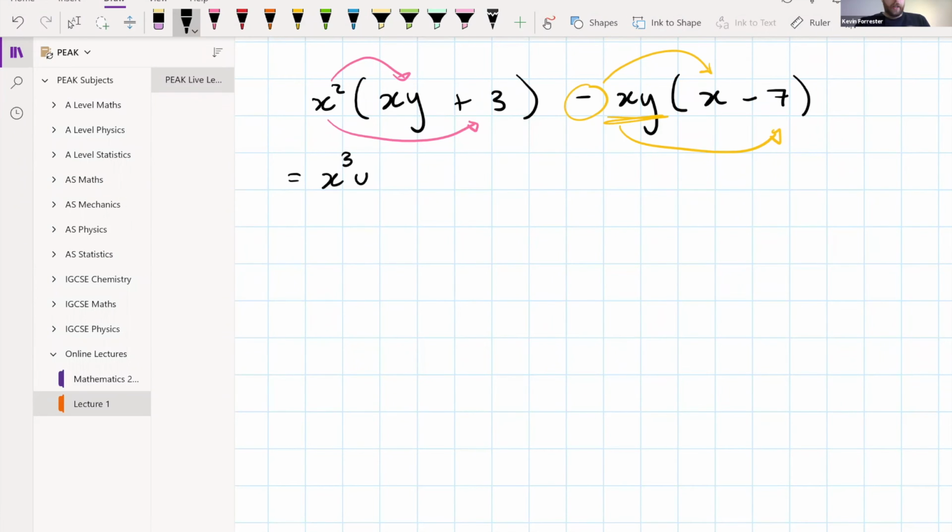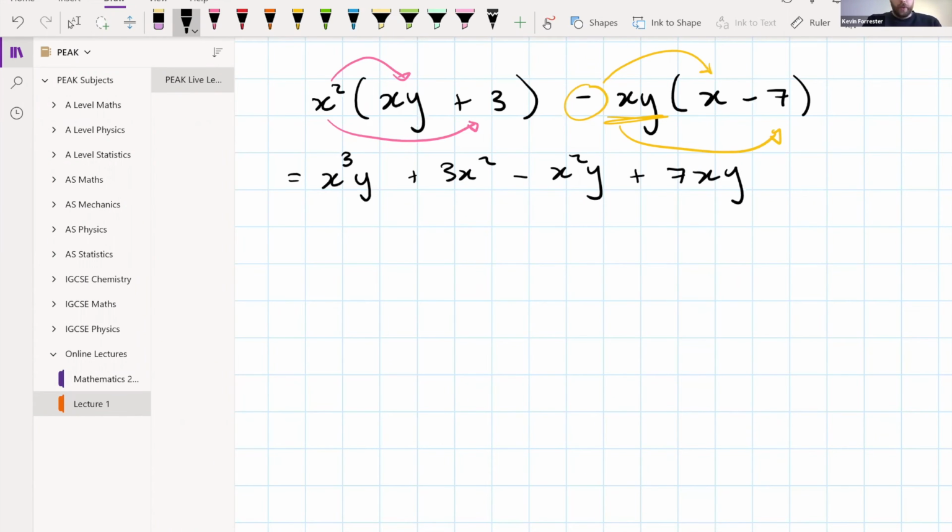And x squared times by x gives us x cubed, and then times y, and we get y. And so x squared times by 3 gives us plus 3x squared. And then here we have minus xy times by x gives us minus x squared y. And then lastly we have plus 7xy.